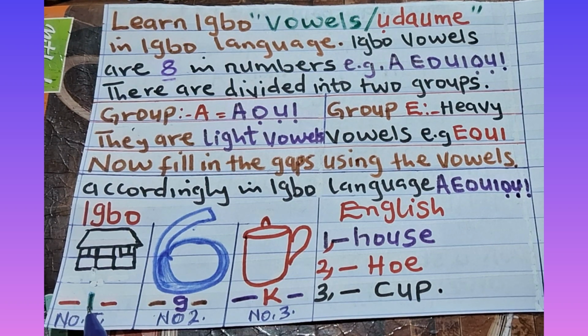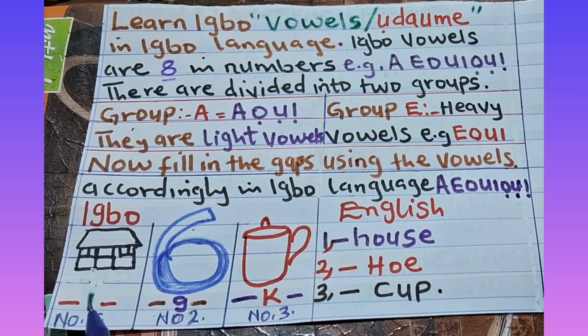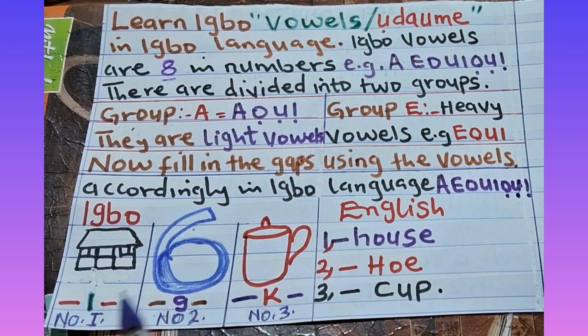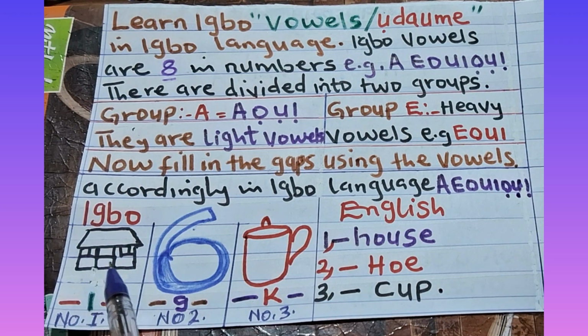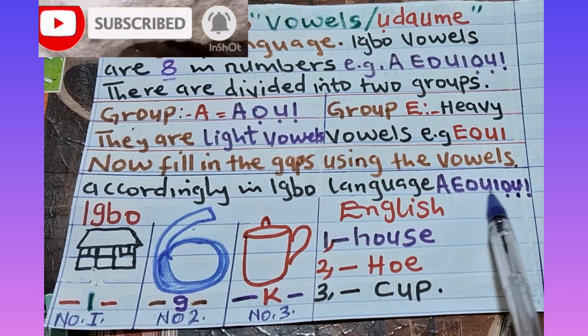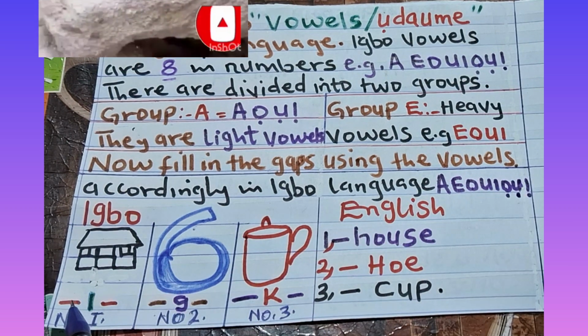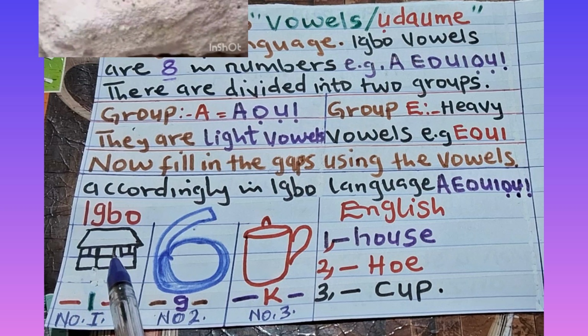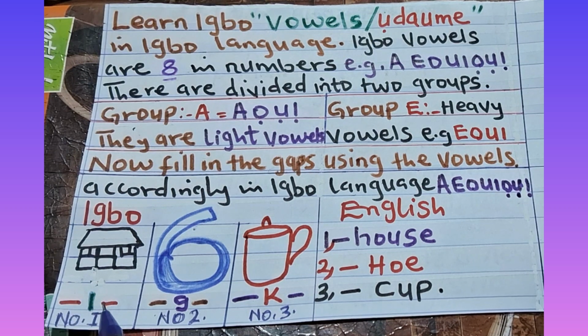The consonant here is given. We call it li. Now, fix in the vowel letters that will fit this house. We call it ụlọ. Dash and dash are the vowel letters missing. The middle one is called consonant. So, from these vowel letters, choose the right vowel that will fit in this object called ụlọ and fix it here.